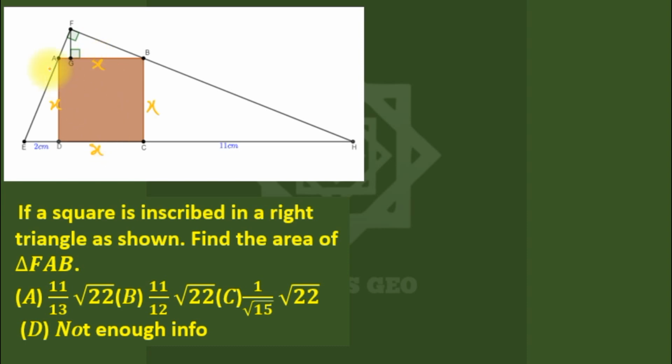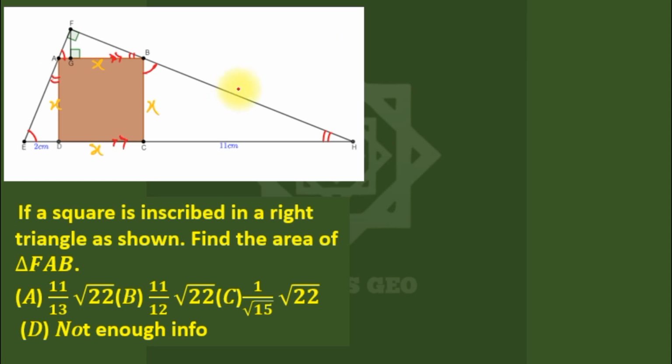And since there is a square, this line is parallel to this. Yes, so this is parallel to this line, and this is parallel to this. So this angle corresponds to this, and this corresponds to this. So automatically this will be the same as this, since they are right triangles.